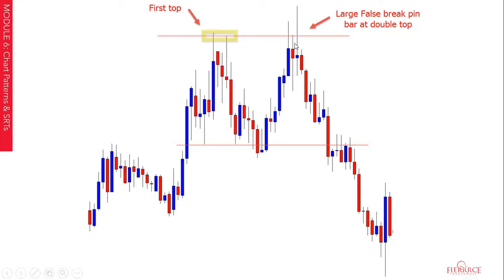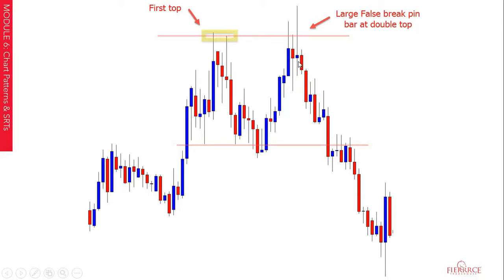Now, what we see here is that this is like a false move. Why? Because price rallied up, took out this high, this resistance, and took out all these other resistance levels to the left. And then it looked like it was pushing to the upside, but then it came all the way back down and formed a very small body.